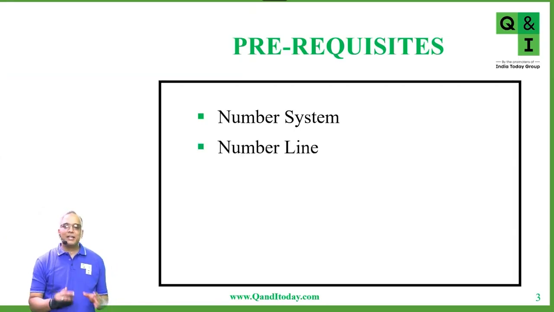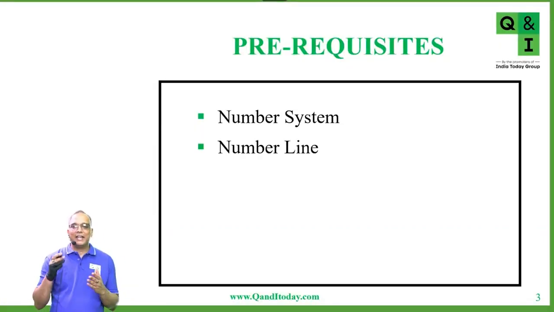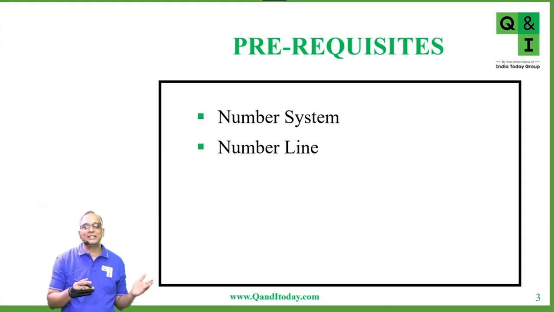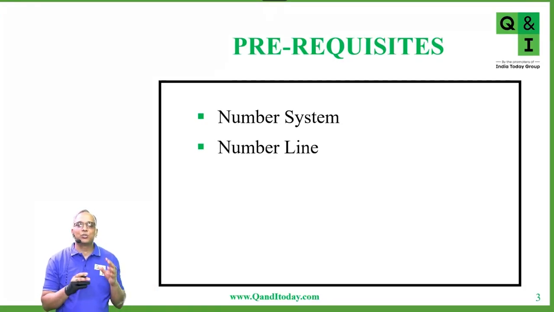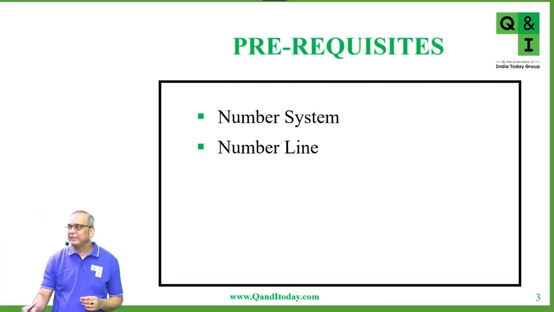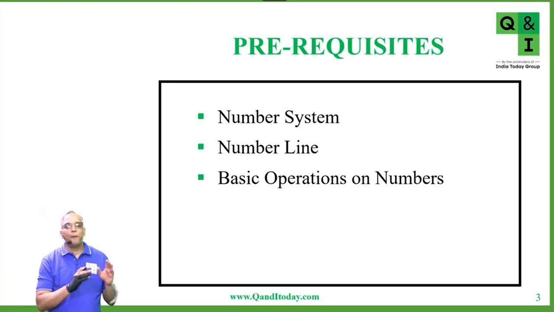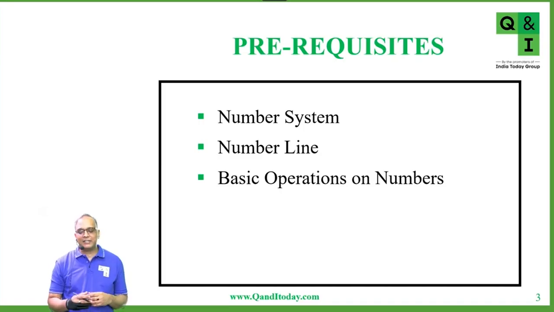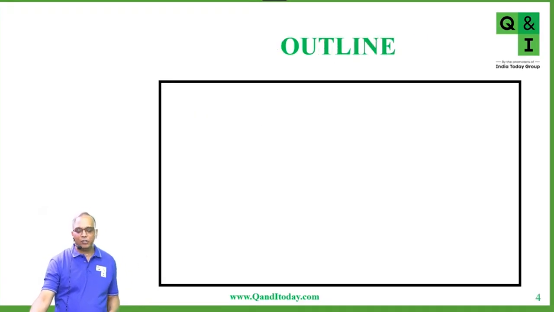You should have an idea of the number line, what the origin is: to the right of the origin it is positive, to the left of the origin it is negative. You should know how to plot natural numbers, whole numbers, rational numbers, all of this on a number line. You should also know basic operations on numbers: addition, subtraction, multiplication, and division. These are the things which we have already covered in your previous grade.